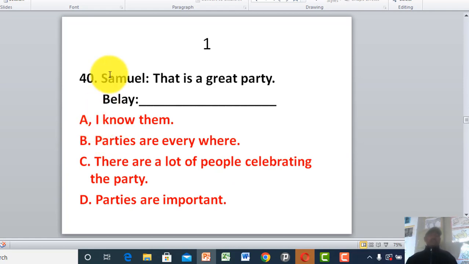And question number 40, the last question. Samuel and Balai, this is a great party. Balai, I know them. What does I know them mean? Parties are everywhere. There are a lot of people celebrating the party. A great party, exactly. Why is it a great party? Because many people are in a party. A lot of people, plenty of people are in a great party. So this is the right expression. Because a great party might lead you to make such an expression. Parties are important. So here is the right answer.